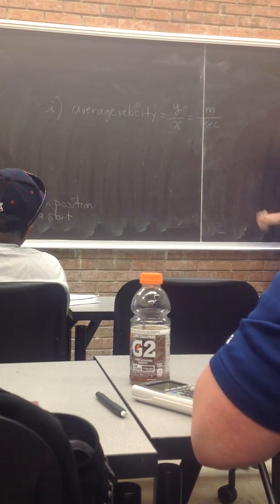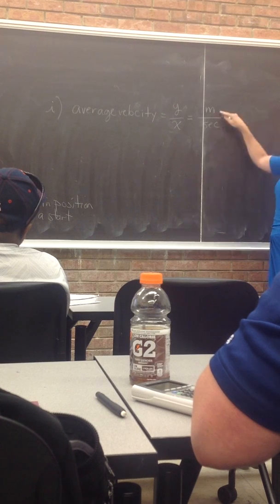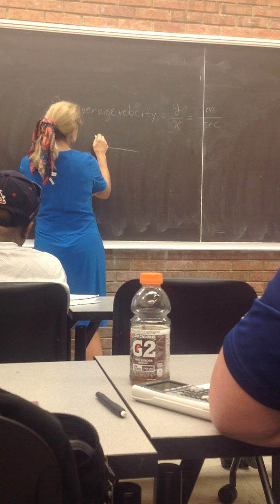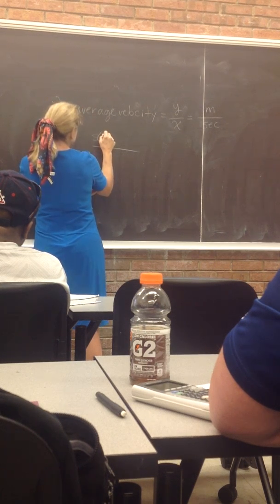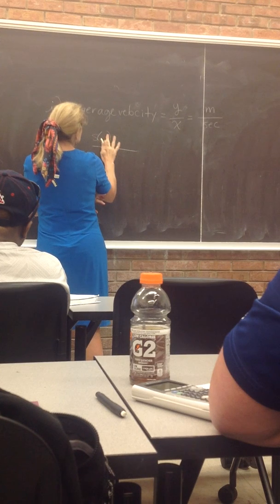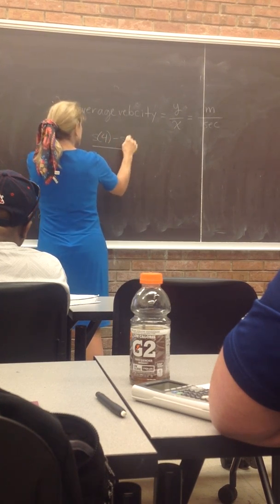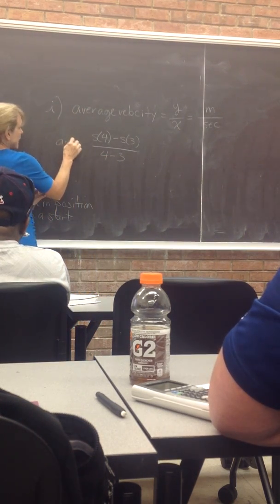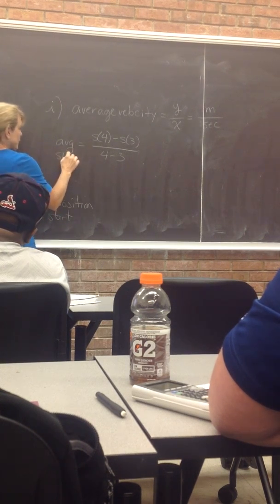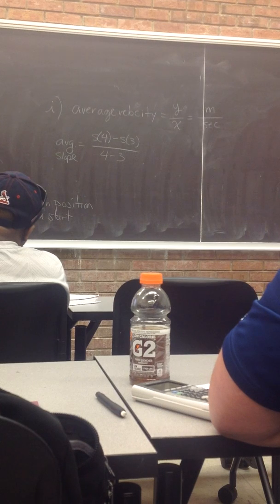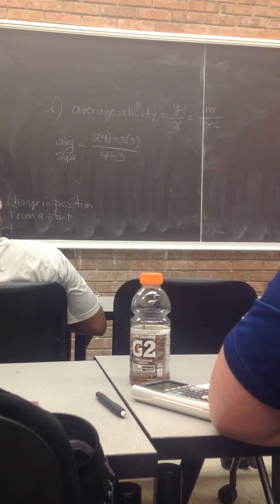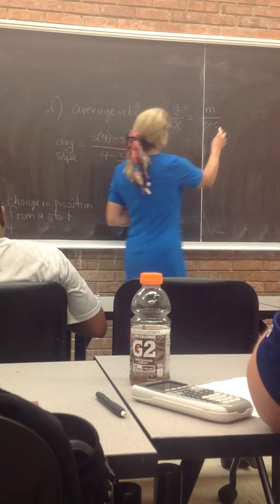So when they're asking for the average velocity, they're asking us to find the average rate of change in meters per second. And they gave us 2 specific points, so what we're going to do is take the y value at 4 minus the y value at 3, going from 3 to 4. I'm finding the average slope right now between those 2 points, which is going to be the average velocity of the particle when I interpret the units of the slope.